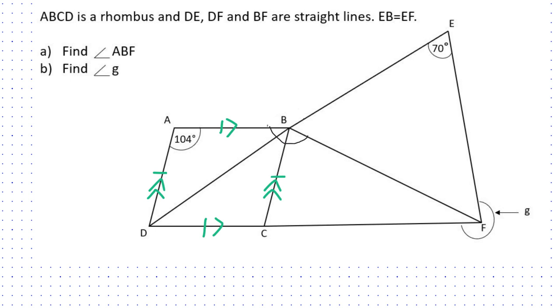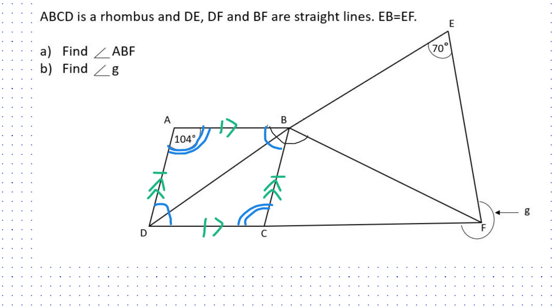Okay, so taking a look at the angles in a rhombus, we know that the opposite angles are equal to each other. Therefore, this angle is equal to this angle, and this is equal to this.